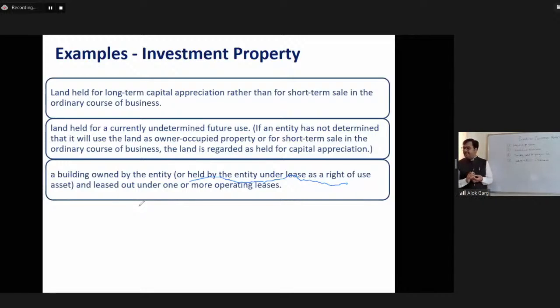So Pujita is saying, ownership gets transferred to the lessee under finance lease, so it is no longer recognized in the lessor's books. Yes, Pujita, you are right. So that is why the word used here is operating lease. You are right. What is the fourth point? What is the fourth example?